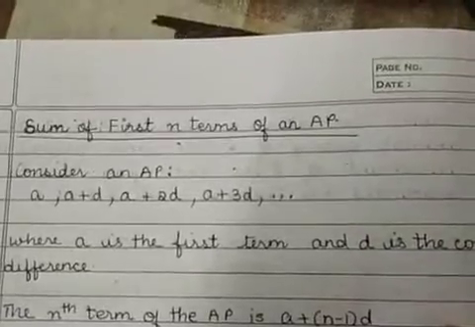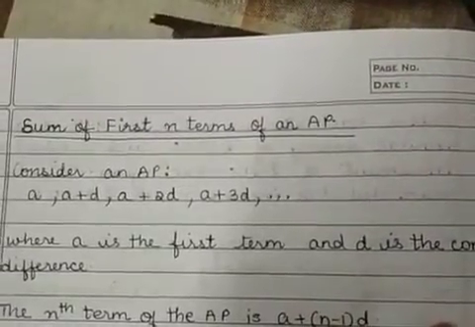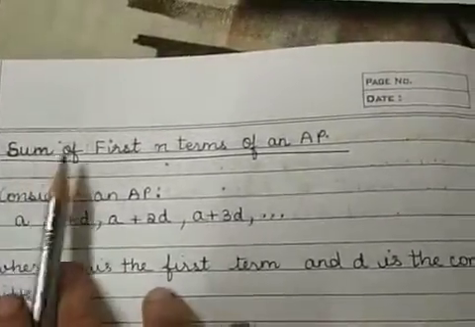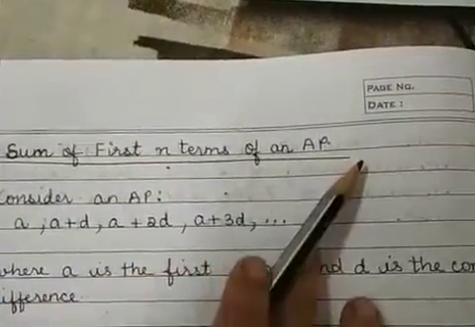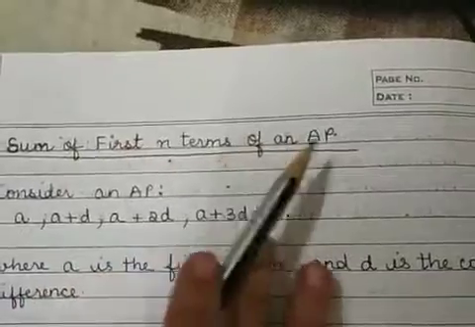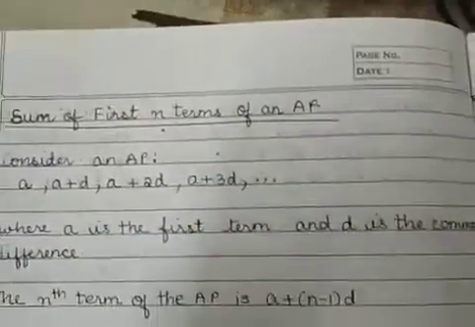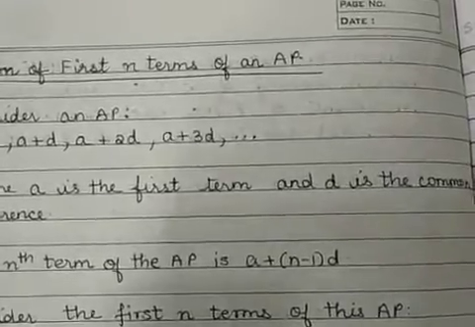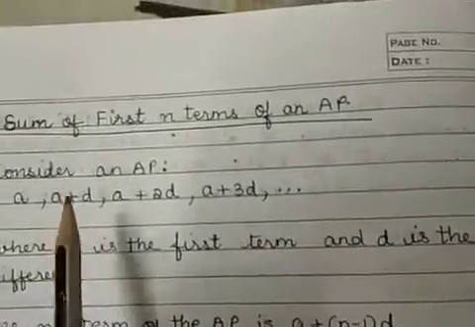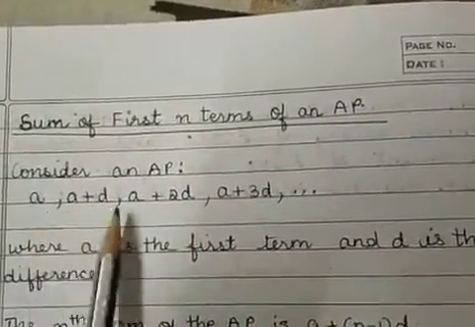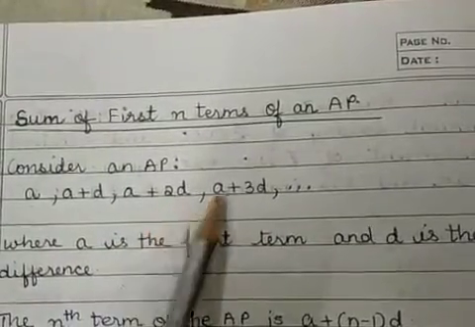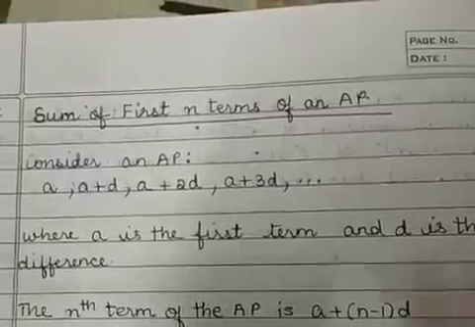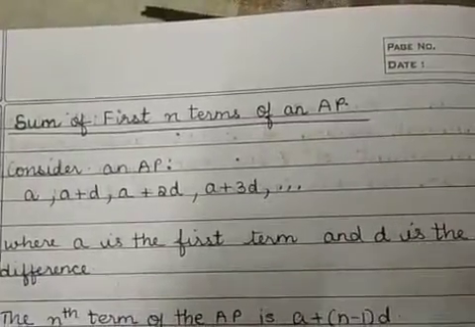In this video, we will see the next subtopic from arithmetic progression, which is sum of first n terms of an AP. So how to add first n terms of an AP? We are going to see the formula for the sum of first n terms of an AP. Now consider an AP: a, a plus d, a plus 2d, a plus 3d and so on. Here a is the first term and d is the common difference.